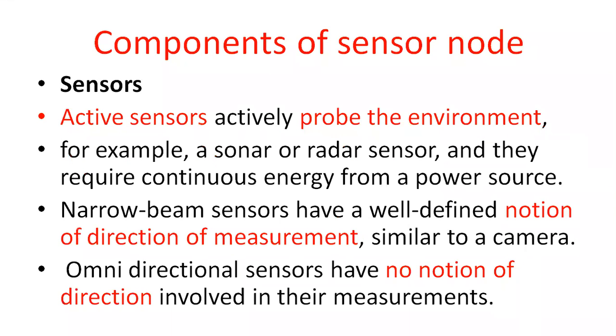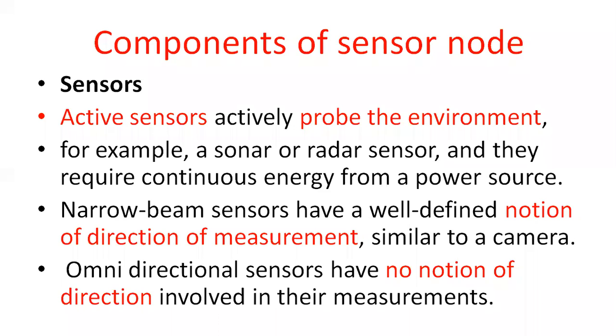Coming to the active sensor, an active sensor actively probes the environment. For example, a sonar or radar sensor requires continuous energy from a power source. For continuous monitoring, you use the active sensor, which requires continuous energy.